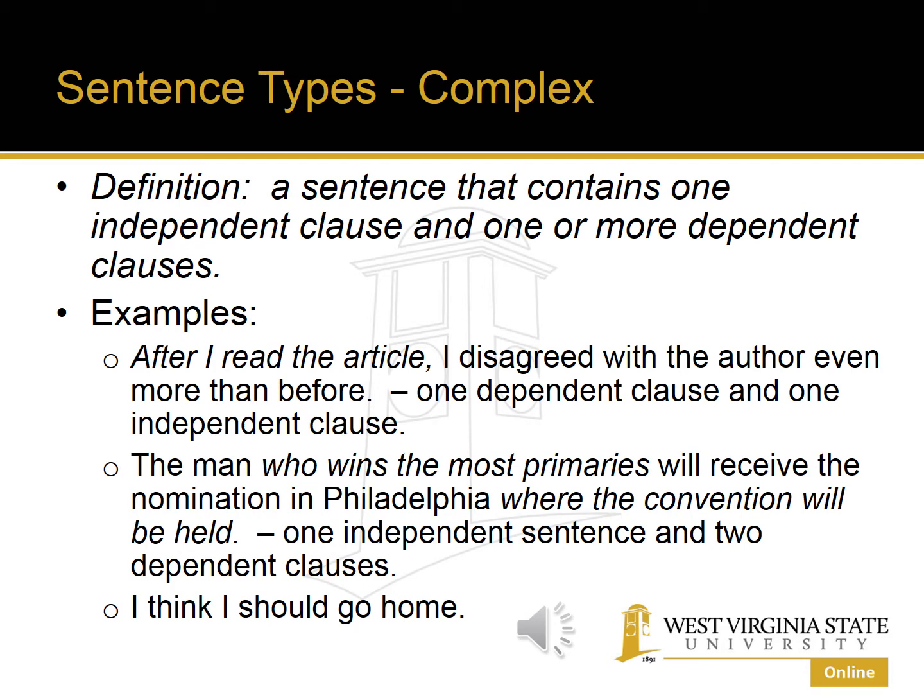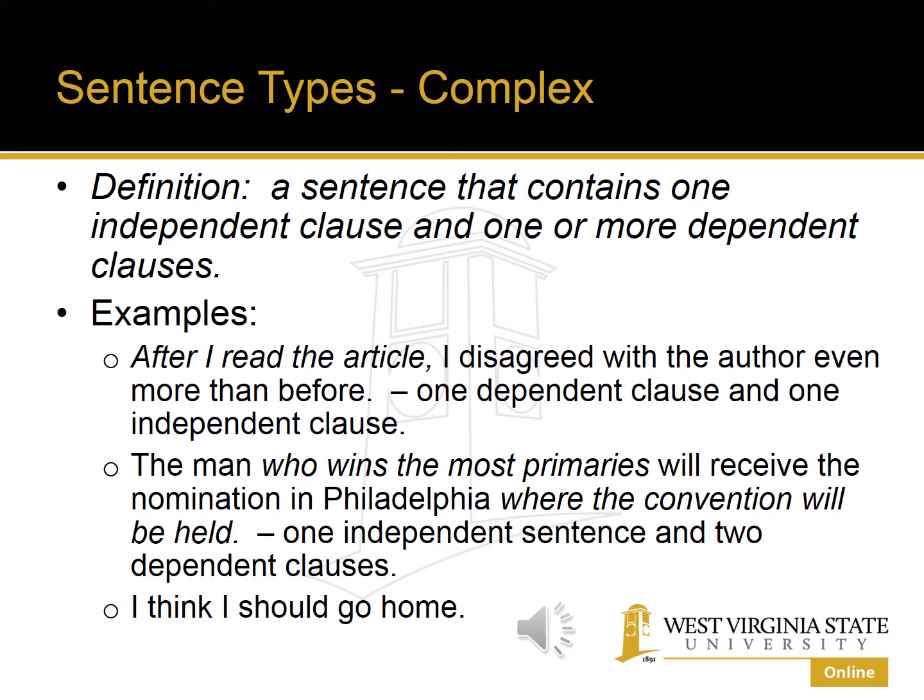So by definition, a complex sentence is a sentence that contains one independent clause, one and only one independent clause, and one or more dependent clauses. So let's look at a few examples.